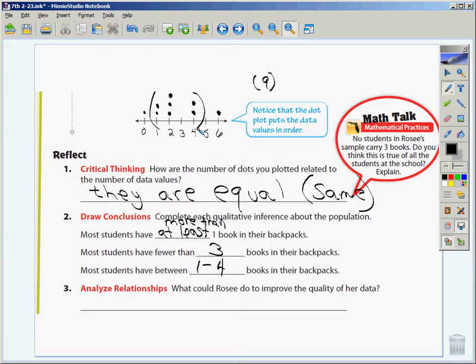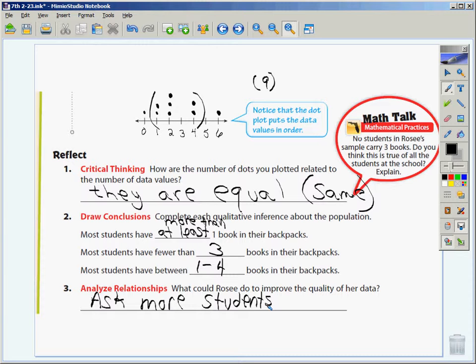What could Rosie do to improve the quality of her data? What'd you say? I agree, different students, but something more specific than just different. If you want to increase the quality of your data, you're almost always going to have to ask more people. Only getting to talk to 9 people out of the people in the lunch line is probably not a very representative part of the people going through the lunch line, is it?